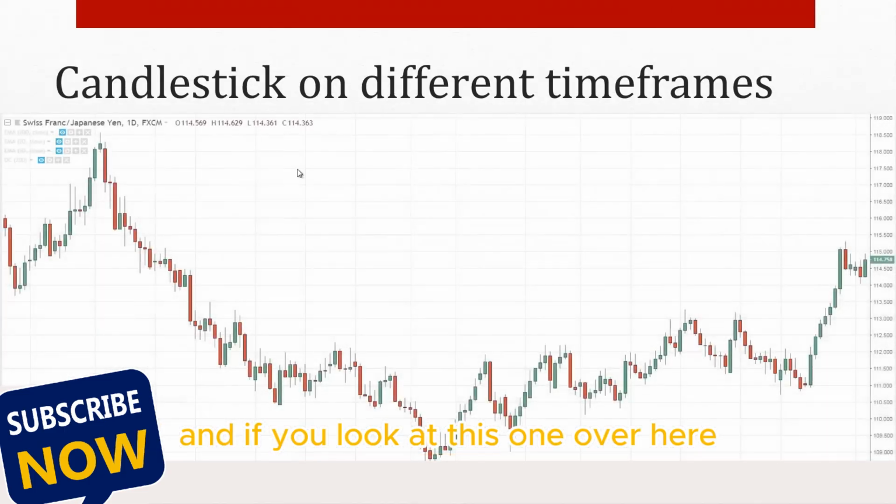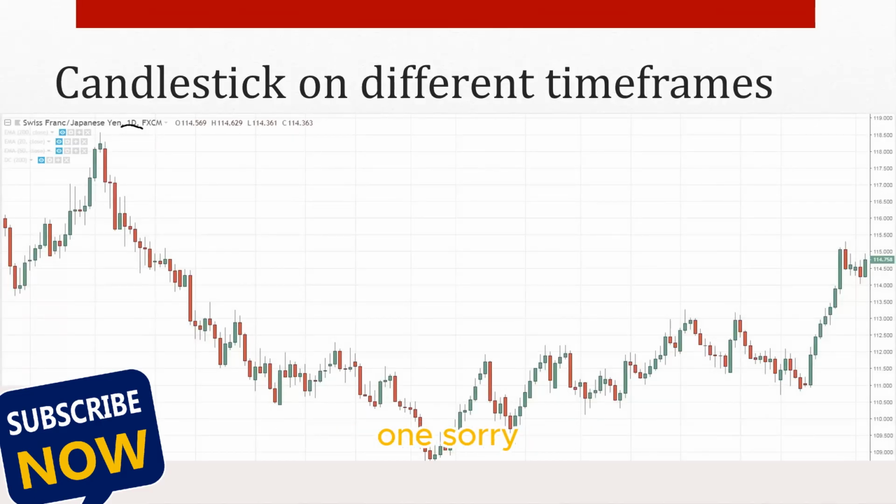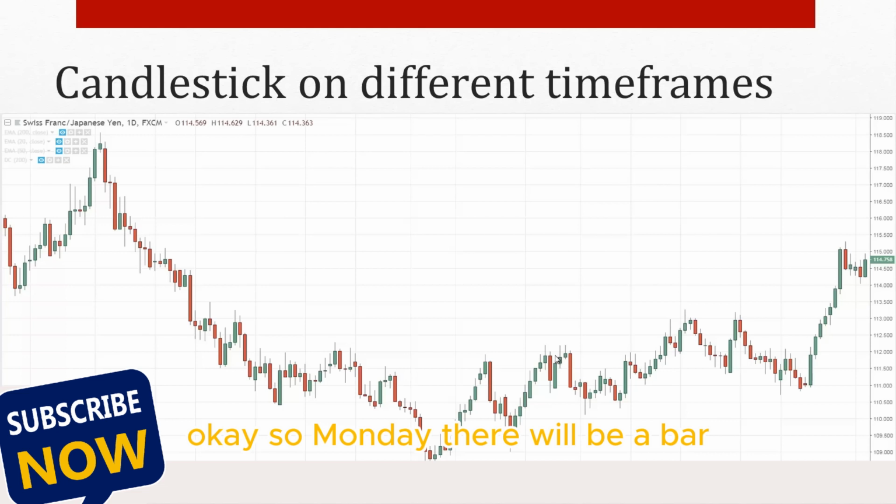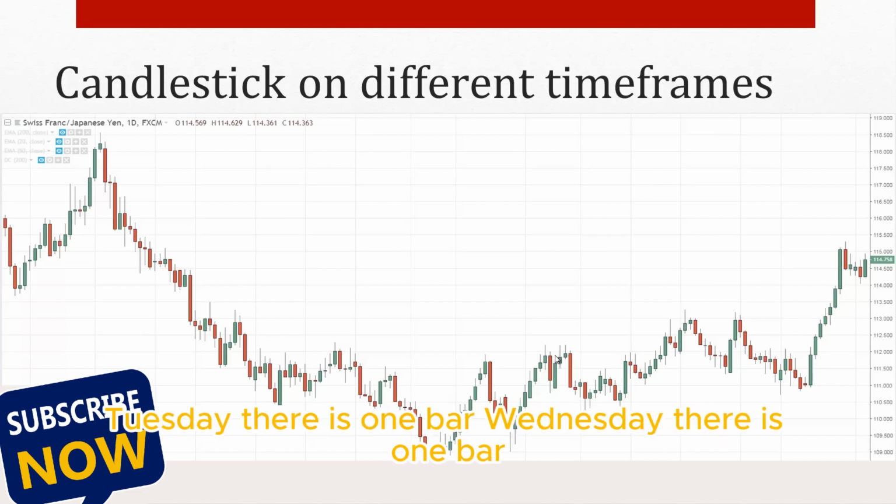And if you look at this one over here, this is the daily time frame. See this over here, 1D means daily. This means that every single bar is printed after a day. Okay, so Monday there will be a bar, Tuesday there is 1 bar, Wednesday there is 1 bar, and so on.